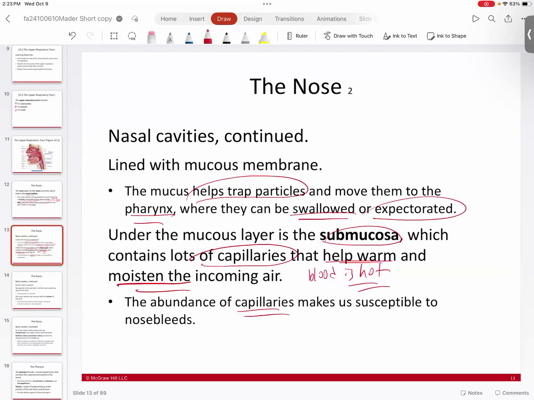That's because of the dry air. Drying out your membranes, and that compromises the capillary structure, and the capillaries burst, and you get a nosebleed.